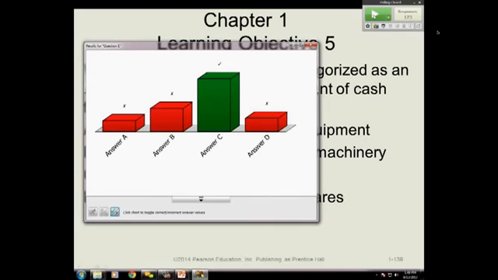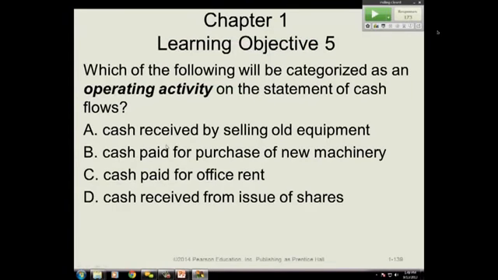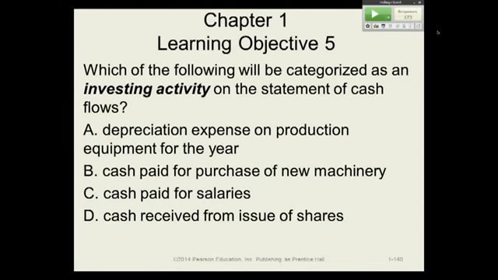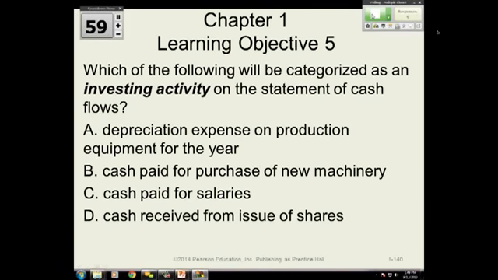Hold on one second. Let's do the next one. Which one of these is an investing activity? Now, based on the first one, nobody should get this wrong. Okay, so which one of these is an investing activity on the statement of cash flows? Depreciation, cash paid for new machinery, cash paid for salaries, cash received from the issuance of shares.